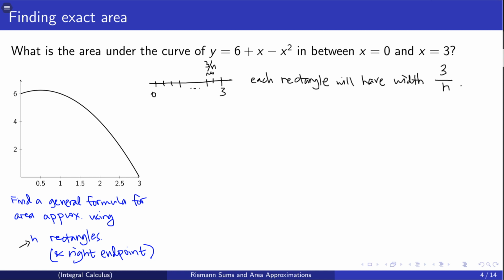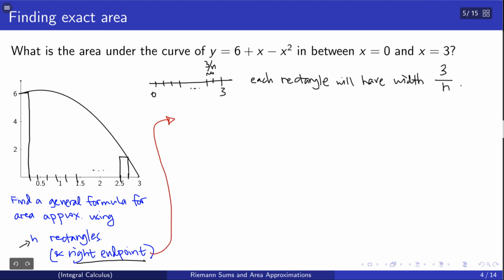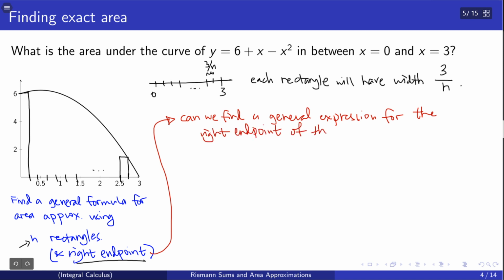Well, what's next? After we break it up into all these smaller intervals, now for each interval, we need to take the right endpoint and make that the height of your rectangle. Okay. So that's not immediately clear to us what that looks like. And really it's this question of, can we find a general expression for the right endpoint of the ith subinterval, where i ranges from 1 to n, right? So we have n of them, and now we want a general expression for the ith right endpoint.